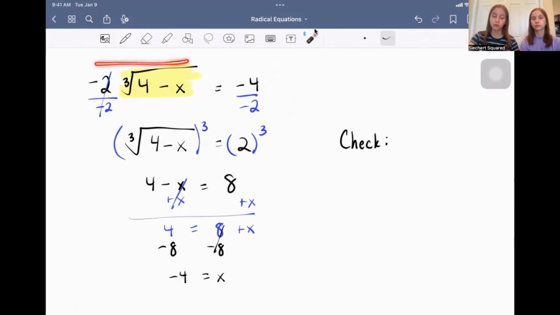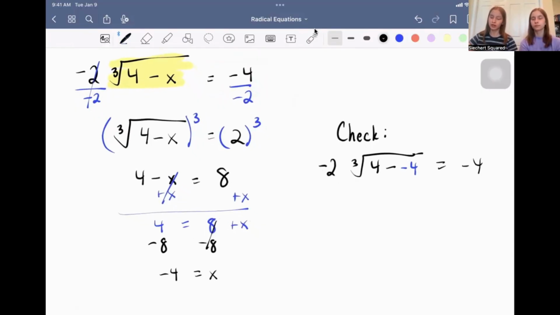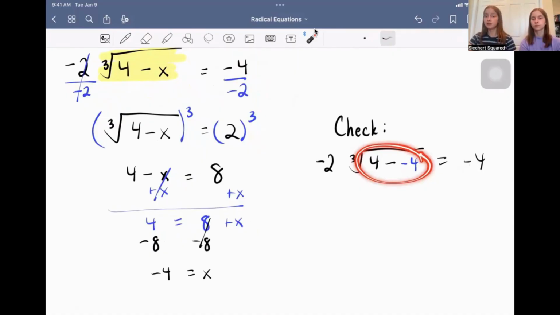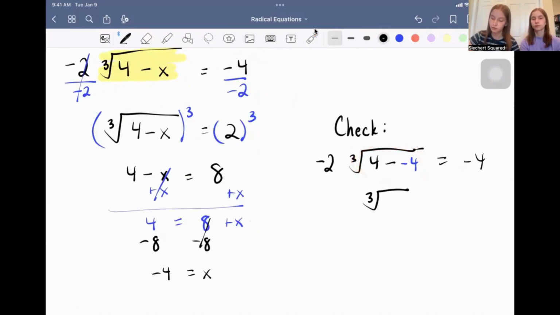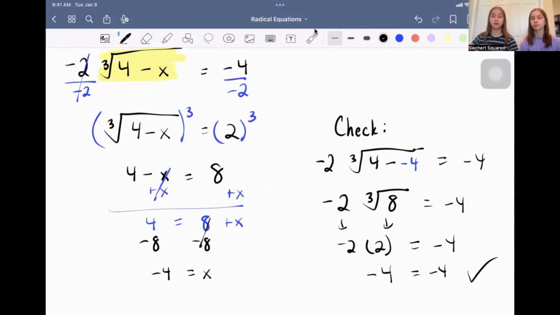And so let's go ahead and take our original equation before you changed it whatsoever. So I have -2 in front, cube root of 4 minus, and in this case, my x is -4. So I have -4, and that all equals -4, or it should. So checking it from here, on the inside, 4 minus -4 is +8. So cube root of +8, and leave everything else the same. So checking it from there, I still have my -2. The cube root of 8, that's just 2, and then equals -4. So if I multiply the left side, that's -4, and yep, that does equal -4. So that means that we get to keep our solution and we are good to go.